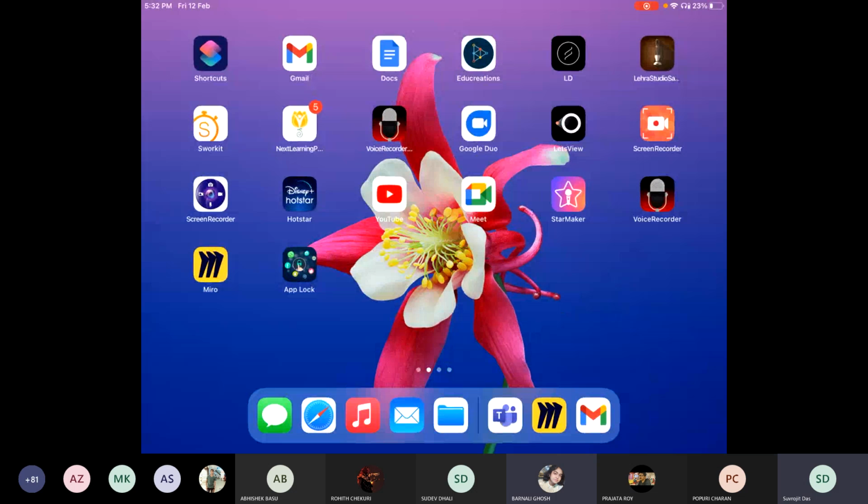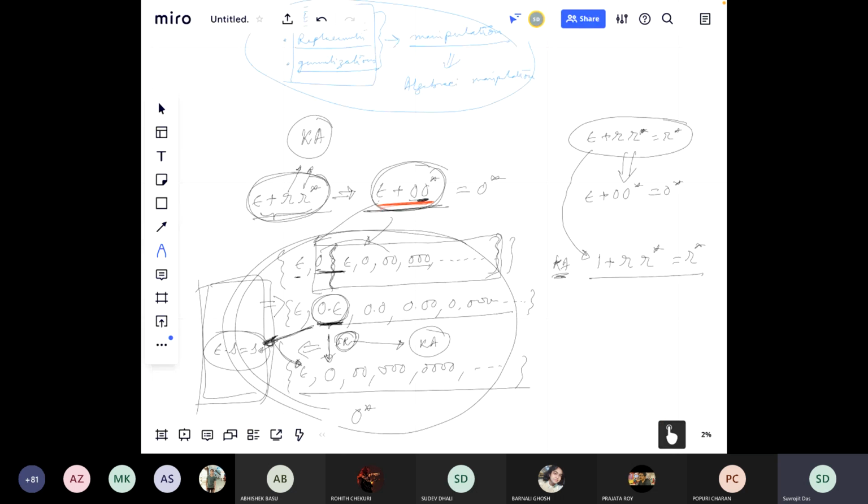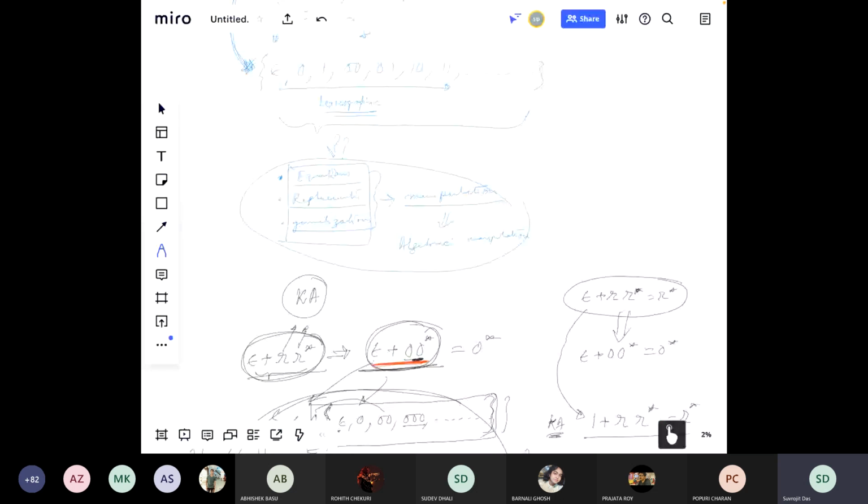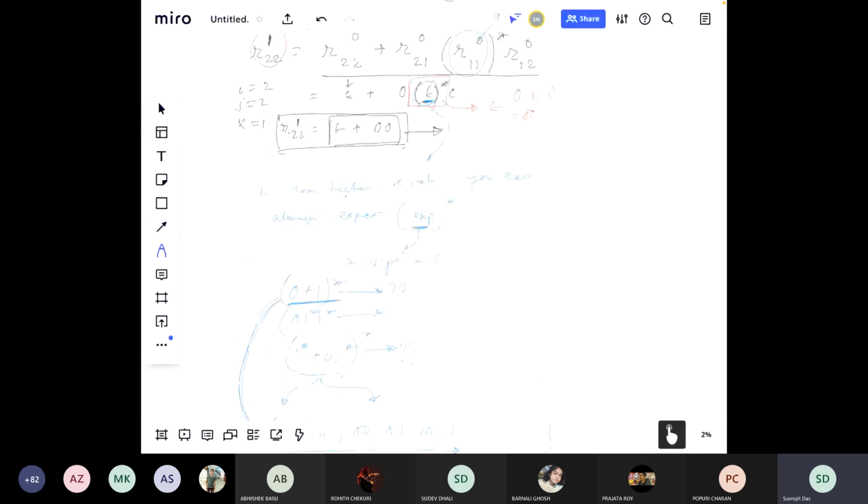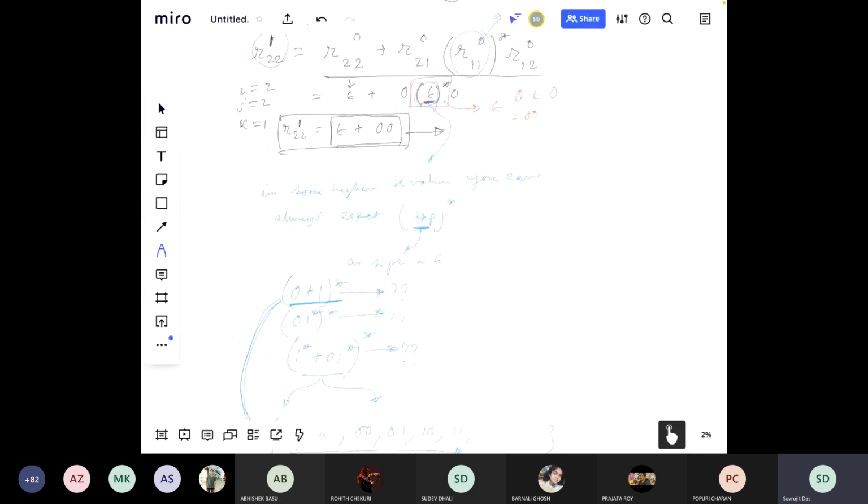Okay. So he asked me a question. Let me go back to his question, because it's such a beautiful question. What if I don't have something simple like epsilon? What if I have an expression? You can have an expression, right? This is a regular expression.